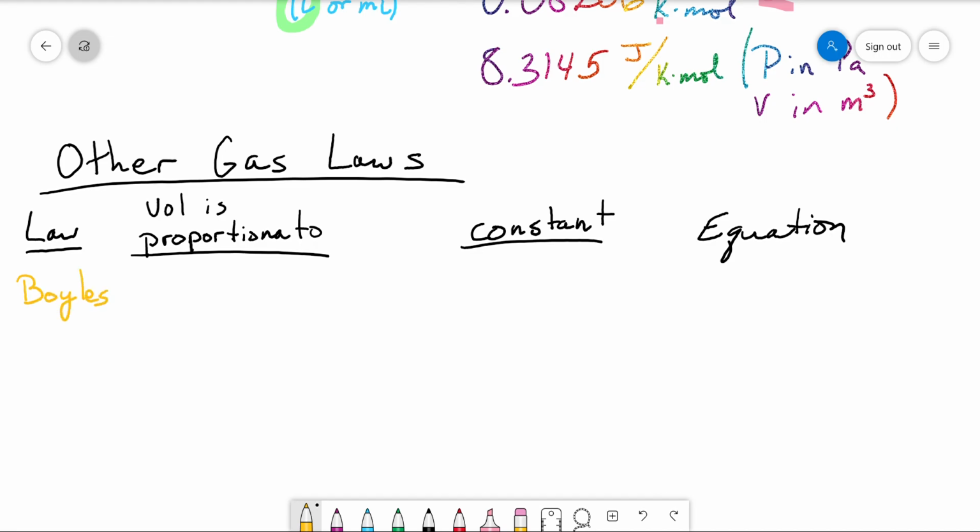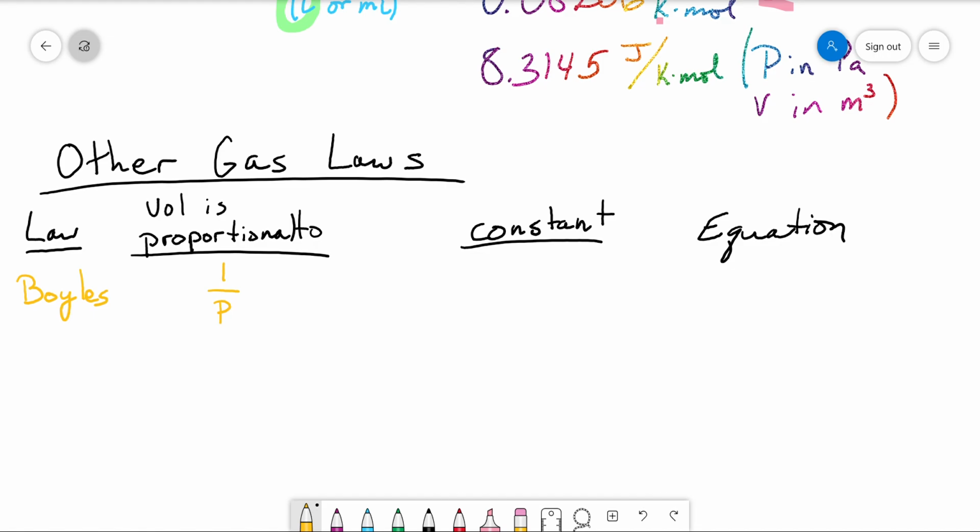In Boyle's law, volume is proportional to 1 over pressure. That means volume is inversely proportional to pressure. Oops, I misspelled proportional up there. Proportional to. So what does that mean? That means if pressure goes up, then volume goes down. So if you take a balloon and you squeeze the balloon, you put pressure on the balloon, then the volume will become smaller. That makes sense.